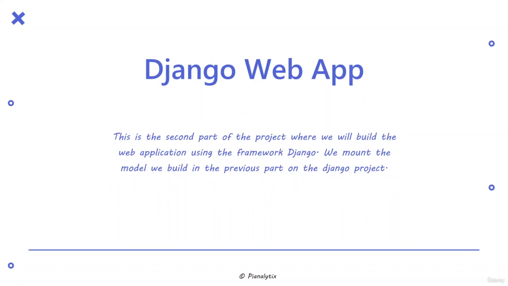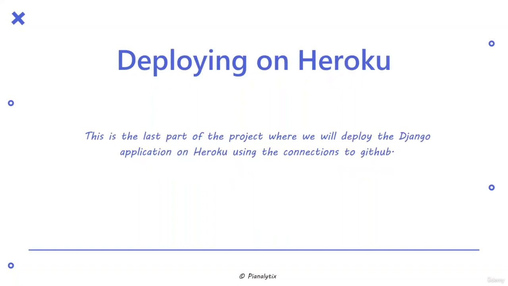So the next part, or the second part, is where we develop a Django application. This is the second part of the project where we will be building the web application using the Django framework. We will mount the model we built in the previous part on the Django project here. So this is the last part of the project where we will be deploying the Django application on Heroku using the connections to GitHub.